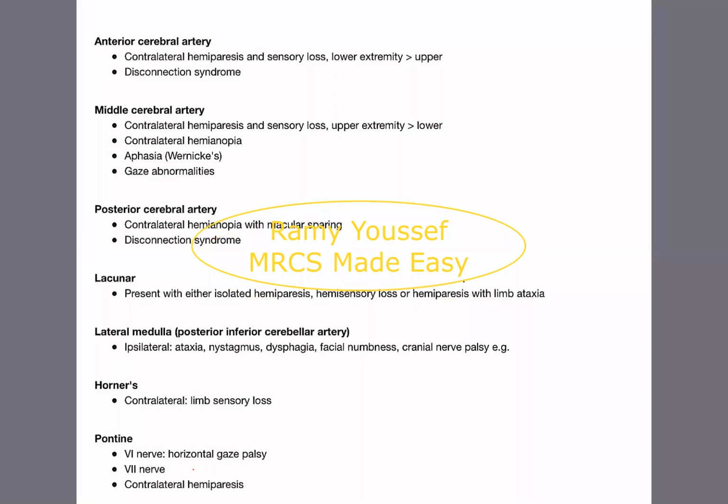The most important also is the lacunar infarction, and we have a question about it in the neurosurgery section. Lacunar infarction presents with isolated hemiparesis, hemisensory loss, or hemiparesis with limb ataxia. Put this in your mind, it is important. We passed only one question in the neurosurgery department about lacunar infarction.